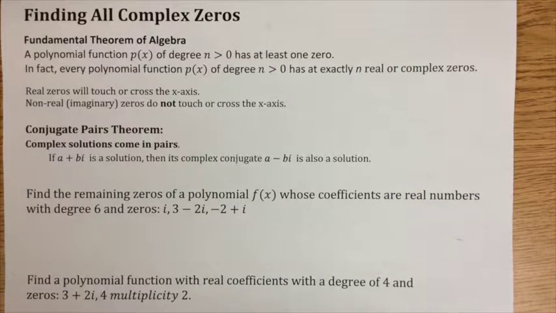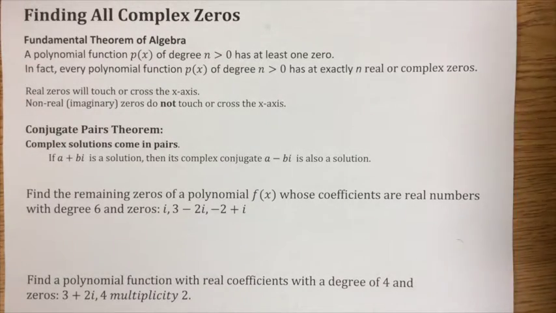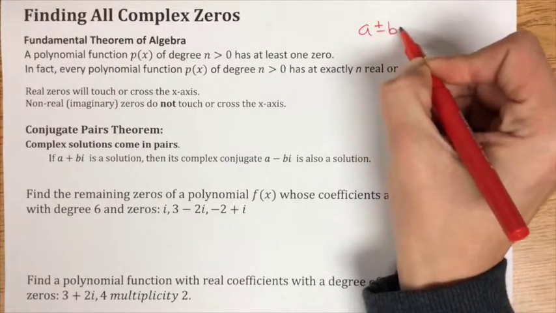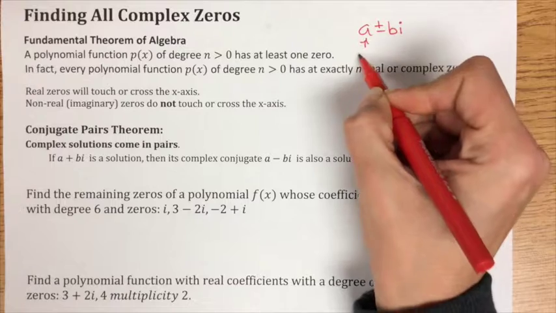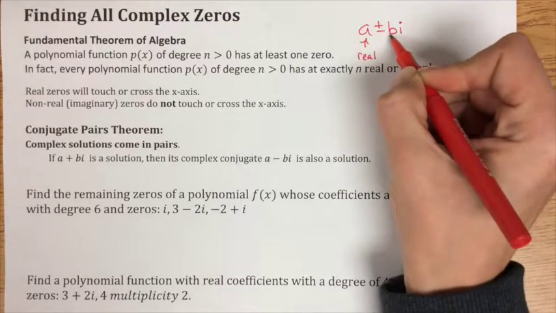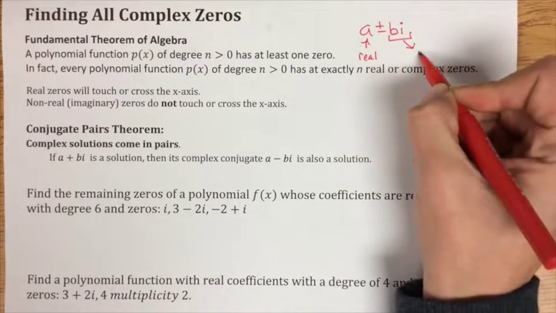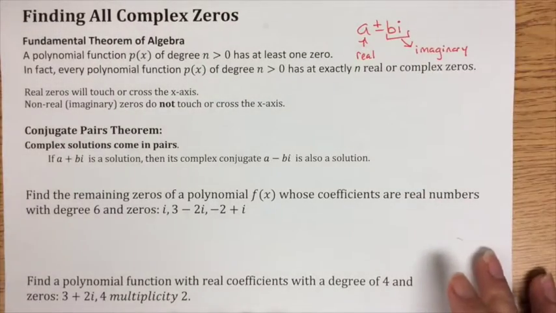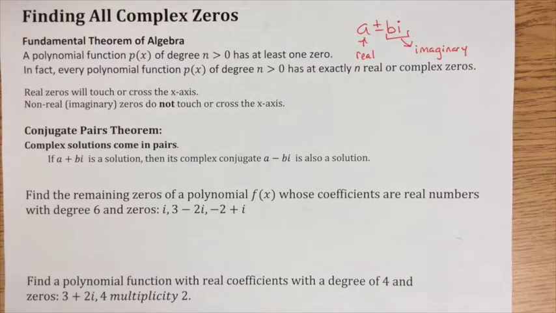Complex zeros include both real and imaginary. Complex numbers come in the form a plus or minus bi. And so you have a real part and an imaginary part. The a is the real part, and this right here is considered the imaginary part. All polynomials have exactly the number of zeros as the highest degree.